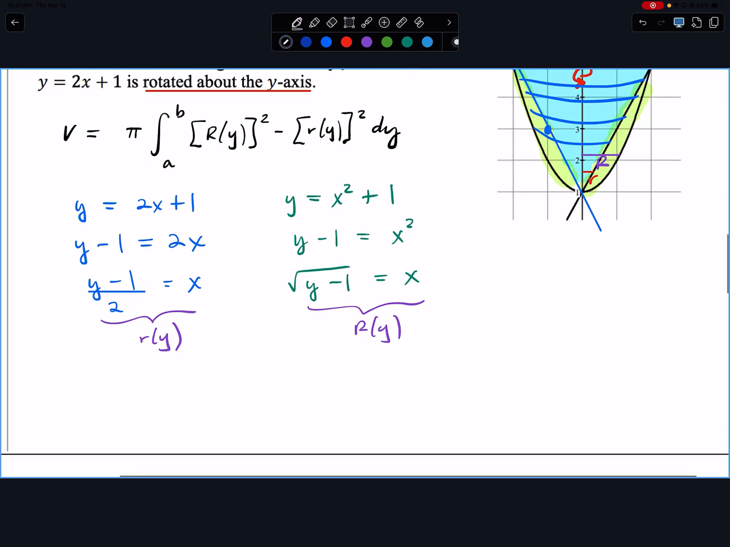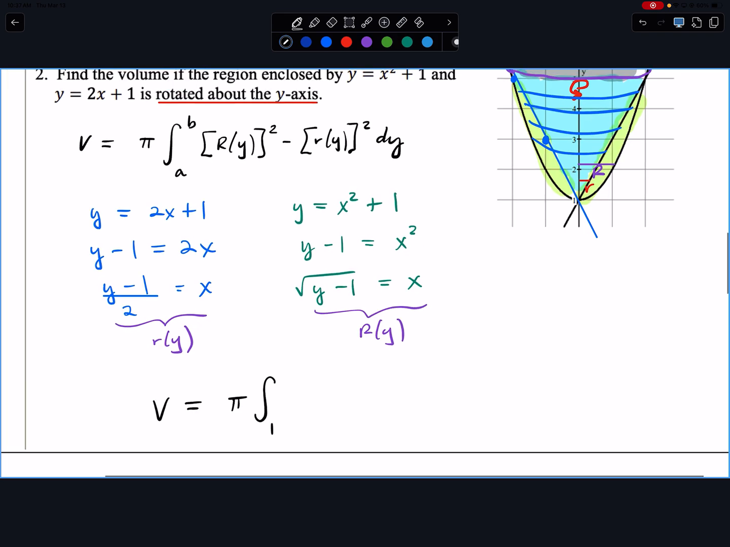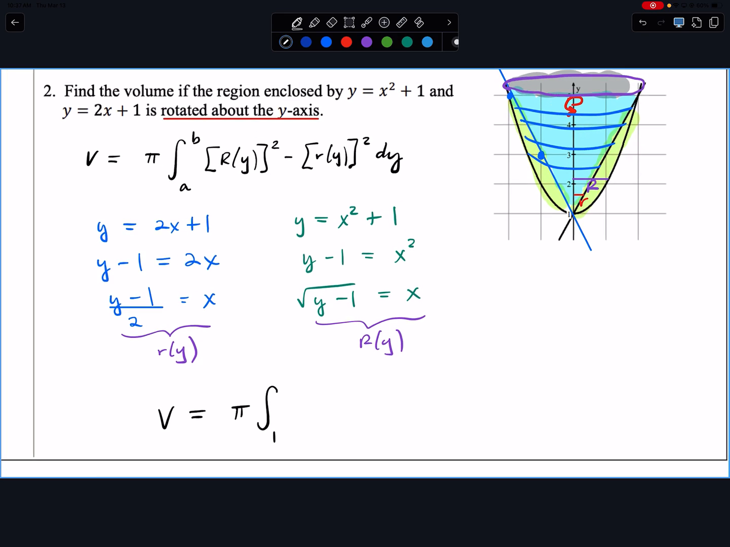So for my integral, the volume is going to equal pi times the integral of, since I'm doing it with respect to y, I need to do my bounds in terms of y. So where does this integral begin on the y-axis? 1. Good. 1 to 5 times big R of y. So the square root of y minus 1 squared minus little r, so y minus 1 all over 2 squared dy.